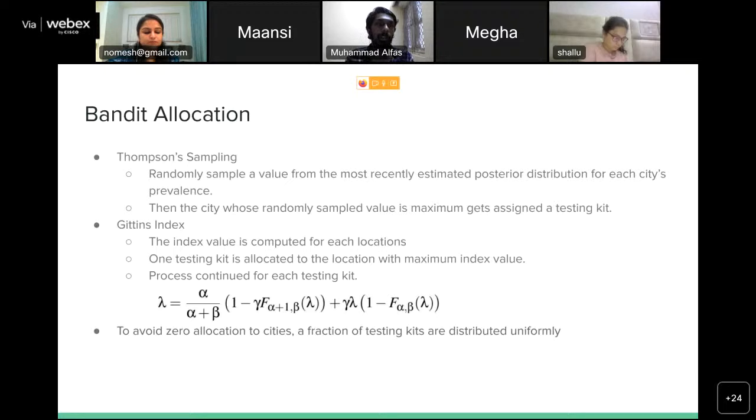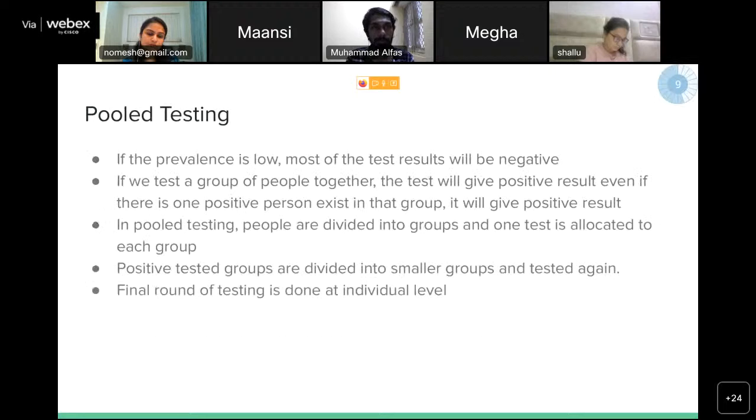And if we strictly follow the bandit allocation method, there are chances that some cities may get 0 testing kits. To avoid this issue, we take a small fraction of the total number of testing kits, and we allocate them uniformly across all cities initially, before going forward with the bandit allocation.